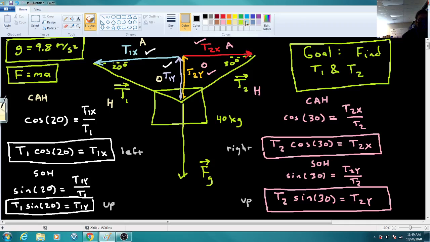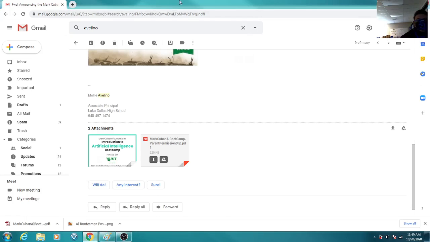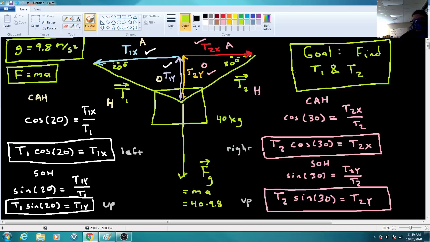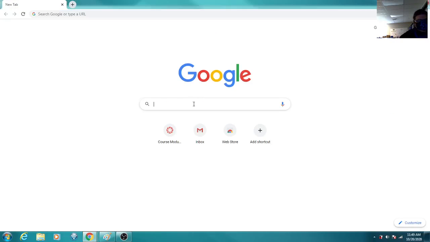We need to figure out what's going on with the force due to gravity. So we're going to use F equals mass times acceleration. The mass is 40 kilograms. The acceleration is 9.8. So we just need to figure out real quickly what's 40 times 9.8. And let me use Desmos to get that.